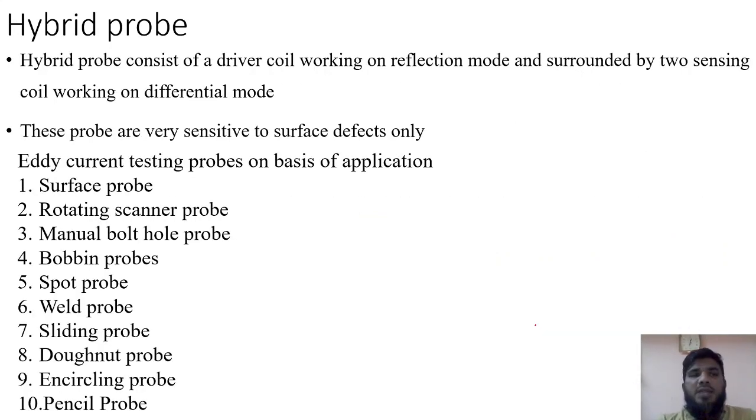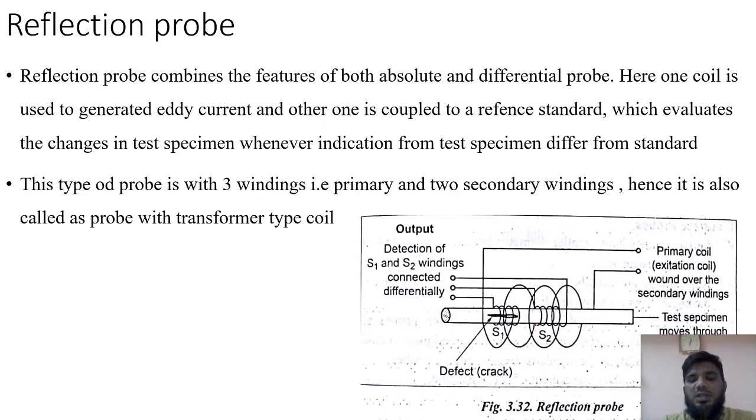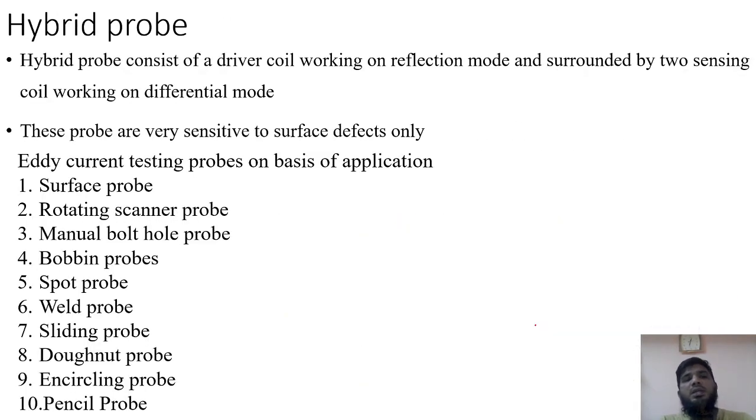Okay. Next is hybrid probes. Hybrid probes consist of a driver coil working in reflection mode and surrounded by two sensing coils working in differential mode. Okay, reflection and differential mode. It works on this and a differential this. Okay. Next, these probes are very sensitive to surface defects only.